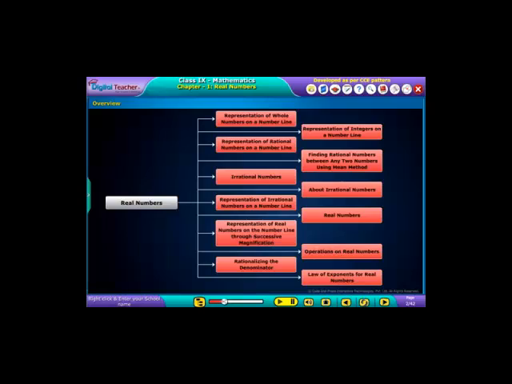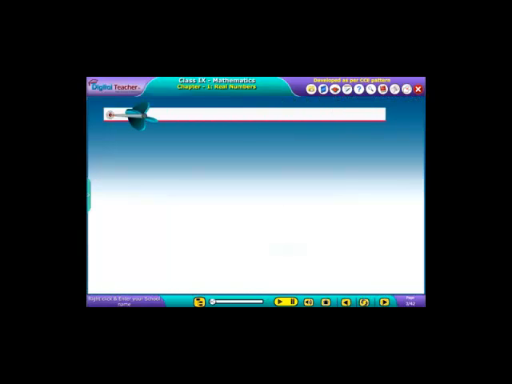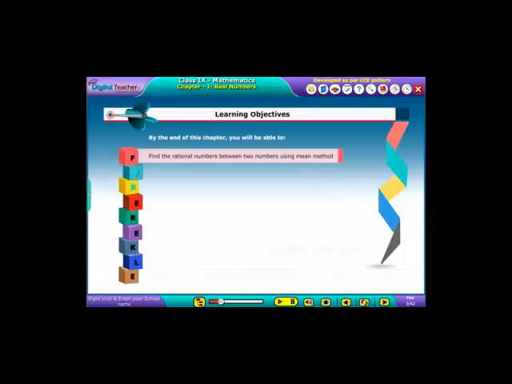This slide presents the overview of the chapter. Learning objectives. By the end of this chapter, you will be able to find the rational numbers between two numbers using mean method. Examine the irrational numbers. Represent the irrational numbers on a number line.